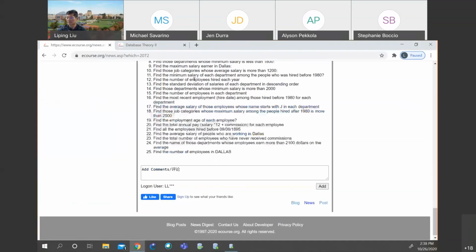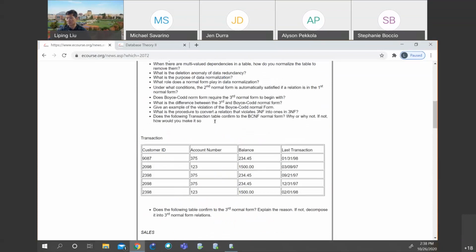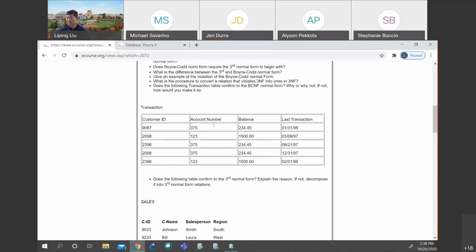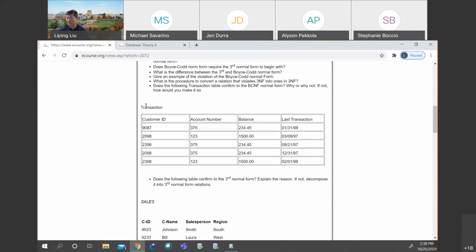All right. Any other questions? Now, if you do not have any questions, let's just do a couple of normalization problems. I think this is probably still the most difficult part for some students. So let's do the first question first.